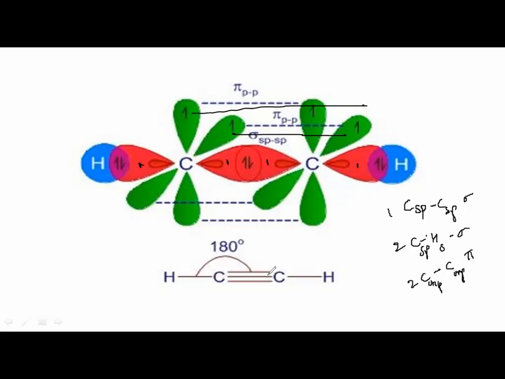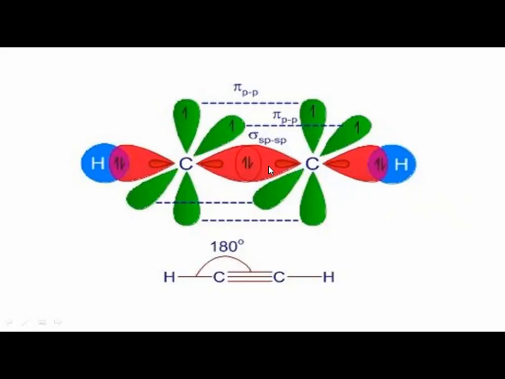So between carbon and carbon, there is one sigma bond and the remaining two are pi bonds. And these two are carbon-hydrogen sigma bonds. And the structure comes out to what? It comes out to a linear structure. Yes. So this is the orbital diagram for the ethyne molecule. Is that right? Yes. Okay.